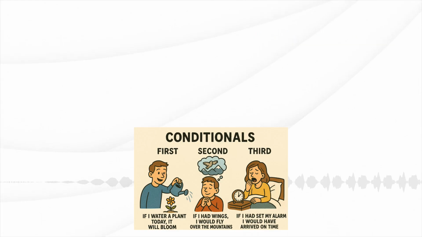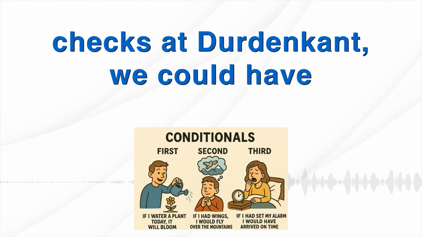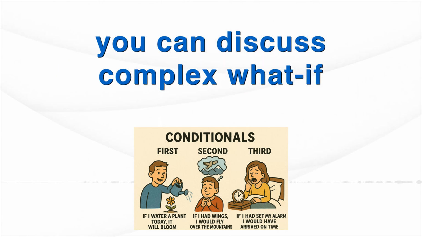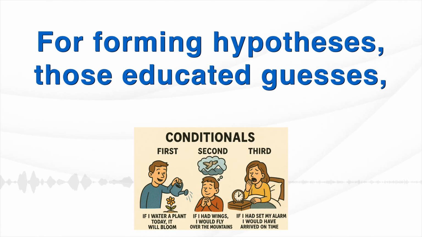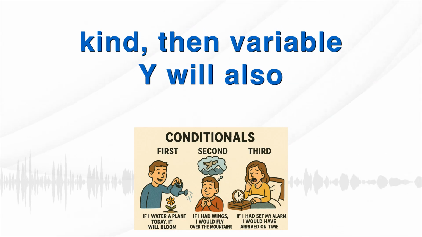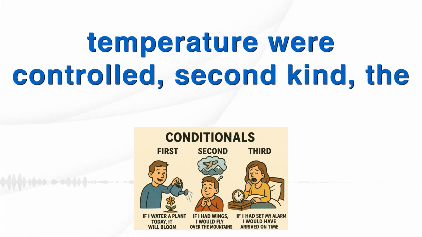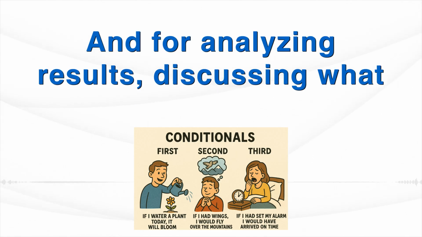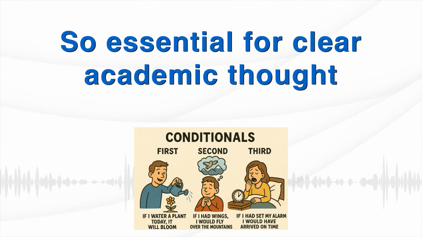And risk assessment, too. Evaluating potential problems. If we hadn't implemented those safety checks, third conditional, we could have faced serious issues. And it strengthens client relations because you can discuss complex what-if scenarios clearly. Right, and in academic work. Absolutely key. For forming hypotheses, those educated guesses, if variable X is increased, first conditional, then variable Y will also increase. For describing experimental methods, if the temperature were controlled, second conditional, the results would be more reliable. And for analyzing results, discussing what might have happened differently, that precision is vital. So essential for clear academic thought and writing.